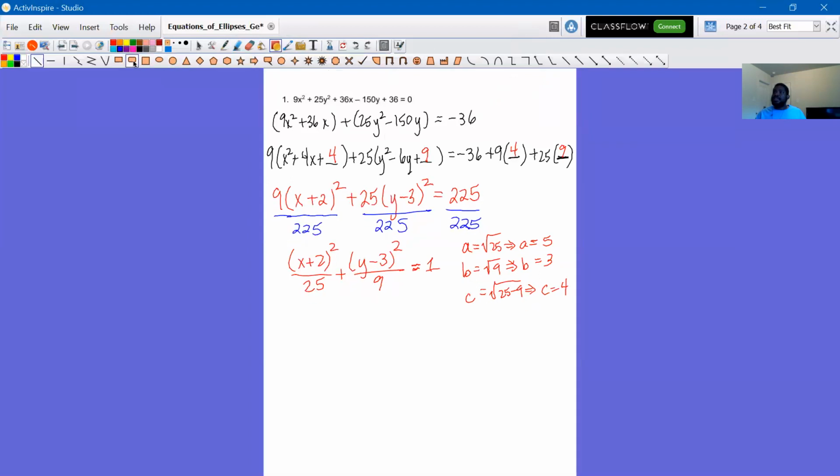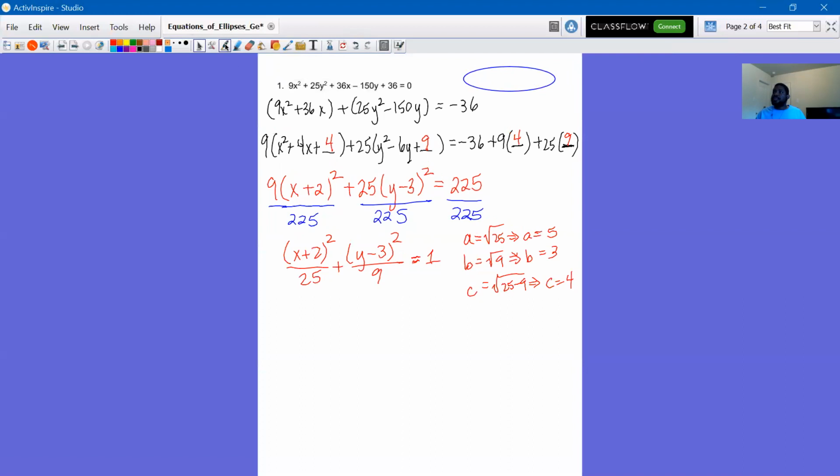So let me do this here. It's going to be stretched horizontally. It's going to look like this. Let me draw it. So it's going to be stretched like this. And so here's our center. Center's there. We got a vertex there and there. And then we got a vertex here and here. And then we got our focus point there and there.